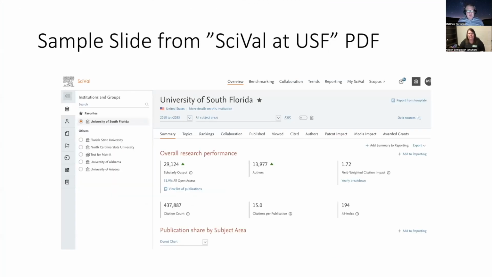And then this is just sort of the bigger view. We have a little presentation on our guide that people can work through that talks about how to use the overview and benchmarking features in very basic steps. This is looking at the entirety of the university at which Allison and I work, the University of South Florida in Tampa, with campuses in St. Petersburg and Sarasota. And this is the total of all the things that are included within SciVal for the last 5 years, from 2018 to 2023. And so this is just a chance for people to see what they can do.